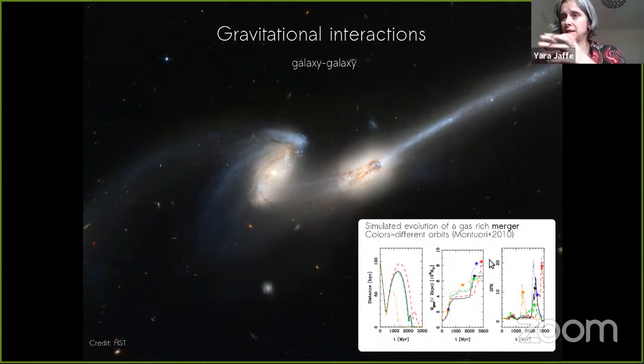And this means that you have a lot of central star formation happening because of the merger. And in fact, if you look at the right-hand side plot, you have that the star formation rate evolves over time with peaks that are pretty much coincident with the closest passage of the galaxies. So this is one way that galaxies can evolve. It's a quite violent process, of course.